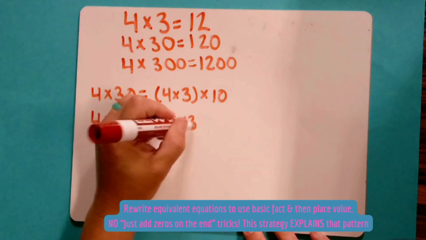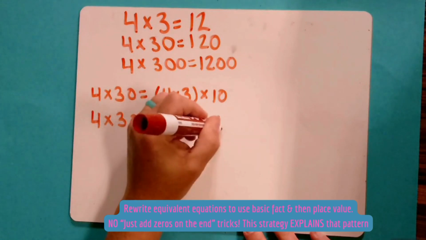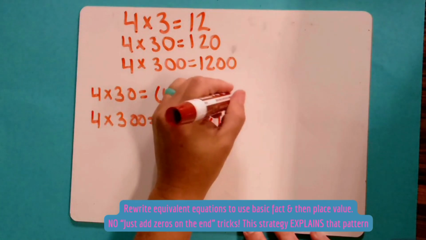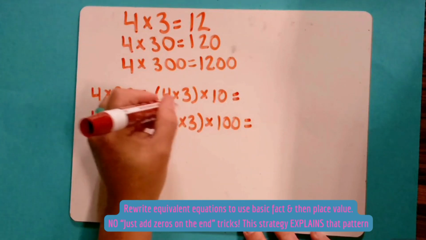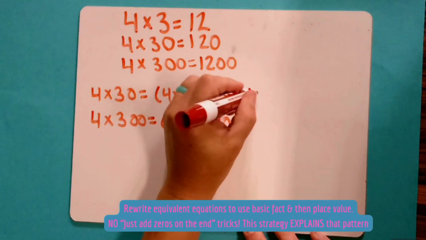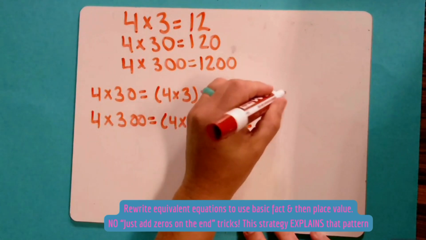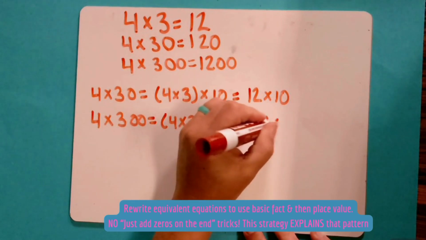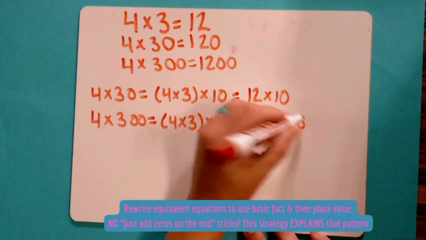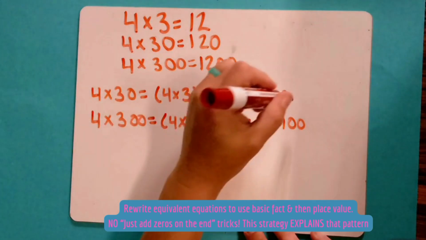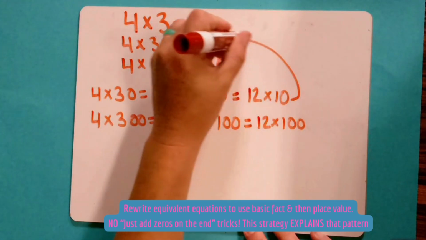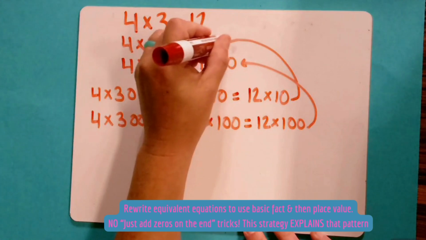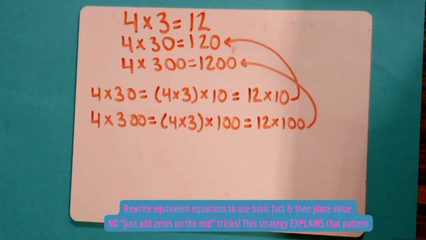Rewriting the equations into equivalent expressions shows how we come to that pattern. This truly focuses on the place value and reinforces the 10 times greater or 100 times greater concept. It also allows for numbers to be read in different ways. For example, we have 12 hundreds or 12 tens instead of just 1,200 or 120.